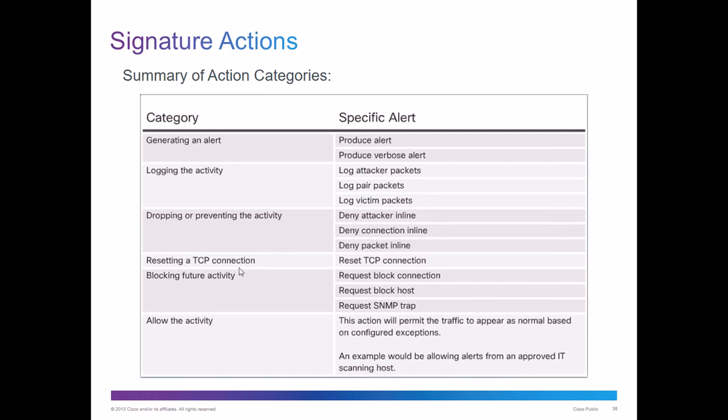You can reset the TCP connections. If somebody is hijacking your TCP connections, you can reset it. Usually people tap into a connection that's already been set up, so when you reset the TCP, they'll lose that connection, right? Block future activity or allow the activity if you want. Of course, you don't ever want to do that. The best setup is to drop the attack, but then you have to get involved and find out if that was a legitimate one, was it a false positive or a false negative.